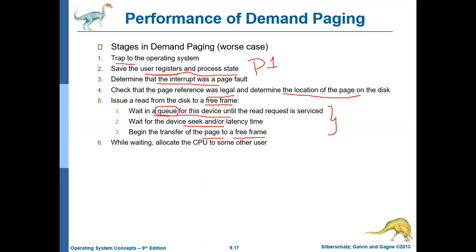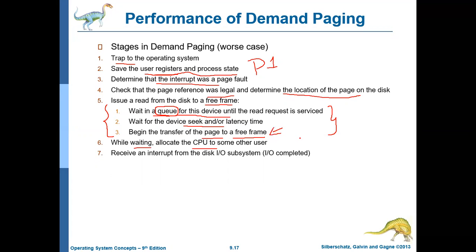While you are moving the page from the hard disk to the main memory, the CPU will be idle. For better utilization of the CPU, during this waiting time, the CPU may execute some other process. So these three steps previously, in the sense, will initiate the page transfer.